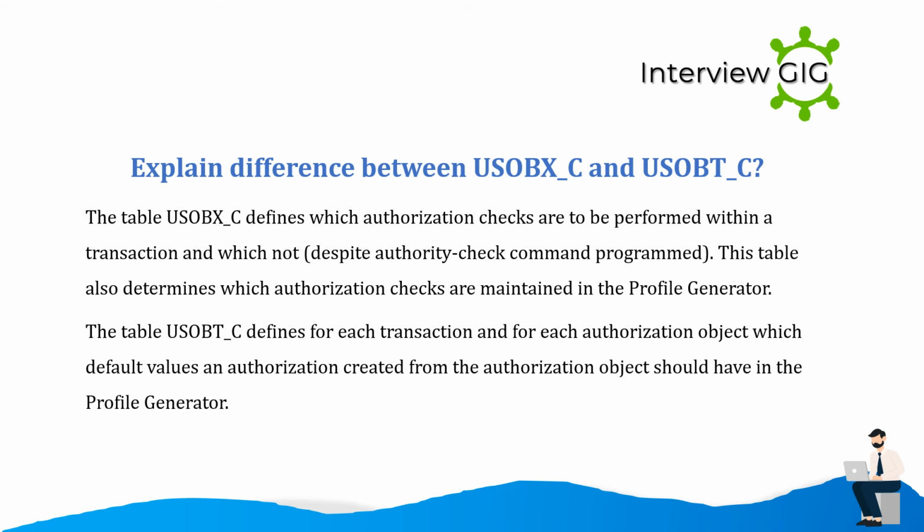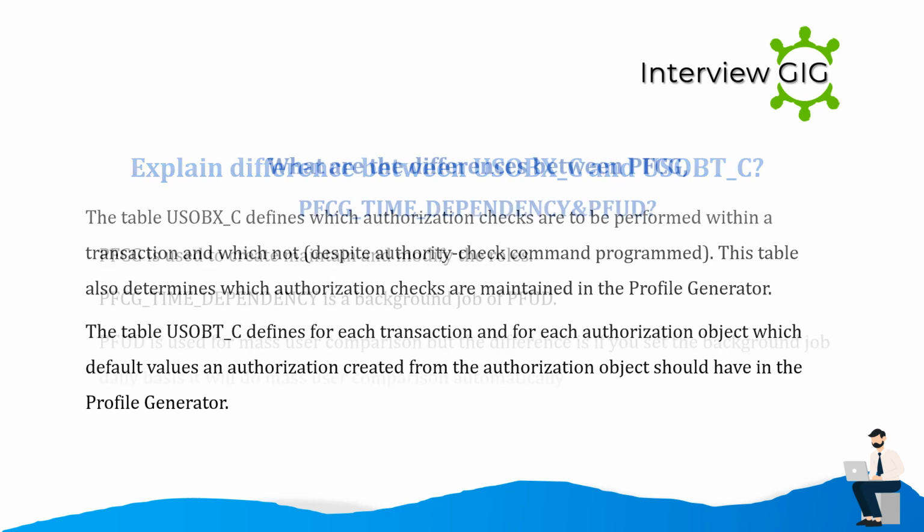Explain the difference between USOBCS_C and USOBTA_C. The table USOBCS_C defines which authorization checks are to be performed within a transaction and which not, despite the authority check command programmed. This table also determines which authorization checks are maintained in the profile generator. The table USOBTA_C defines for each transaction and for each authorization object which default values an authorization created from the authorization object should have in the profile generator.